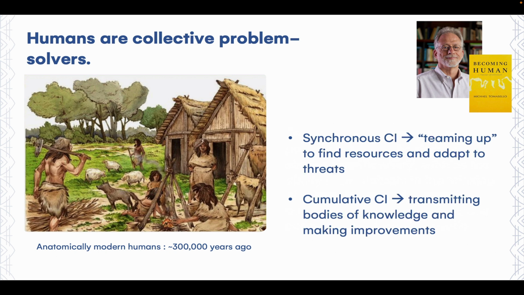And we've seen two different kinds of collective intelligence that humans are capable of. Synchronous collective intelligence, that is teaming up at one time to find a resource or do a project, build a house, escape a threat. And cumulative collective intelligence, transmitting bodies of knowledge over time from one generation to another and making improvements. In each of these cases, we benefit from the efforts and ideas and accumulated knowledge of many, many other people for ourselves to survive.